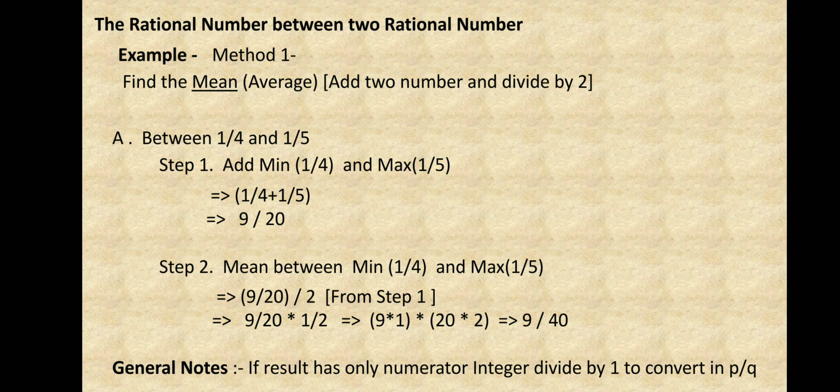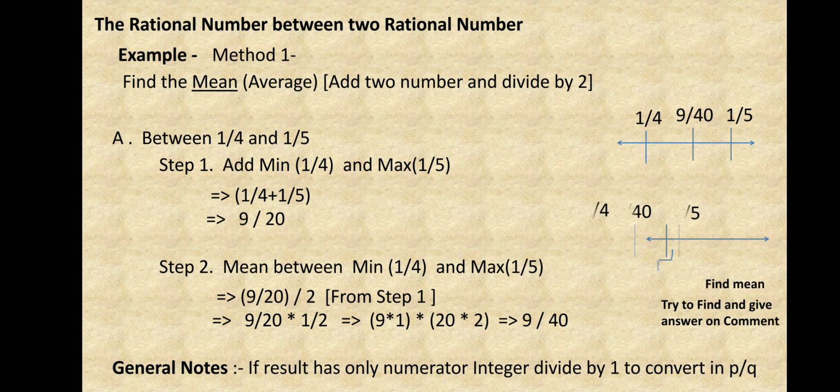If you have any doubts, you could clarify. You could ask your questions in the comment section below. Let's further move on. Now you have understood that between 1/4 and 1/5 you have a derived number, which is 9/40. Am I right? And now what we want you to do again is to find the rational number between 9/40 and 1/5. And you could again answer this in the comment section below.